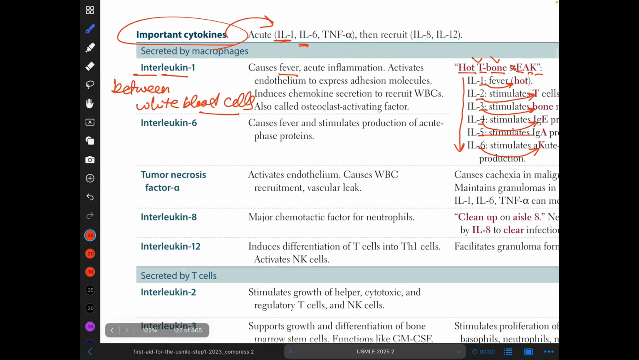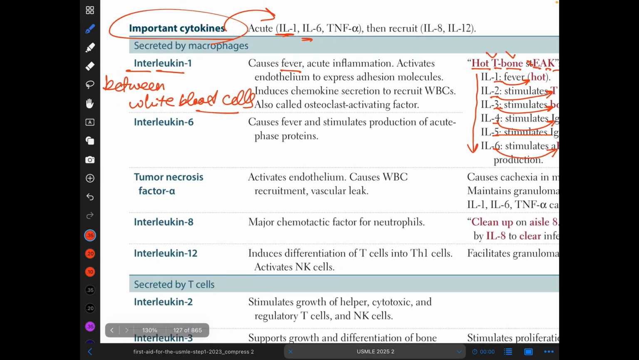And second, let's elaborate the types. First, interleukin 1. You already know it causes a fever and acute inflammation. It activates the endothelium to express the adhesion molecules, induces chemokine secretion to recruit the WBCs, and is also called osteoclast activating factor. Interleukin 1 is an acute phase cytokine, and it causes basically fever. Now come to interleukin 6.